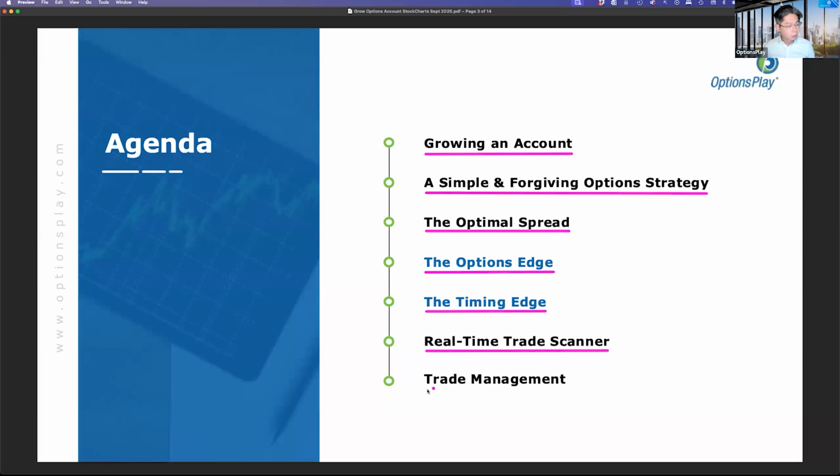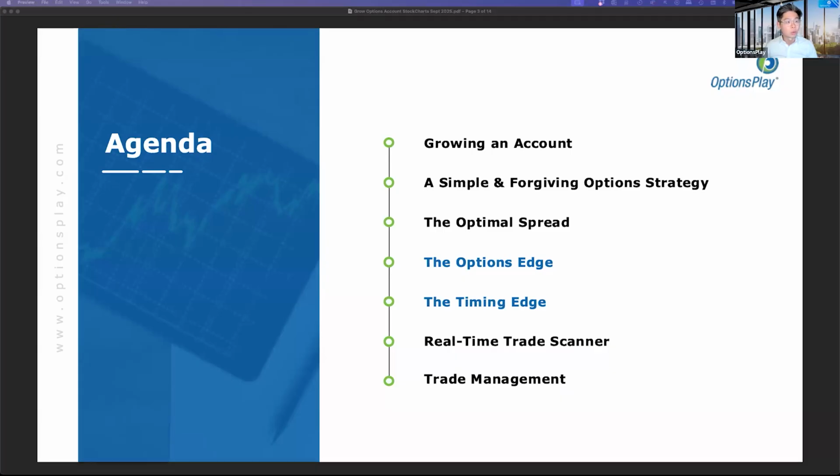And then ultimately, we're going to show you a little bit on how to manage these trades once you have one of these trades on. So we're going to try to go through everything fairly quickly here today to help you better understand how you can utilize these specific strategies for your account. So let's go ahead and get started here.